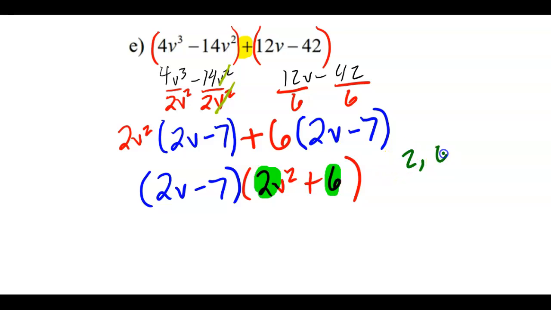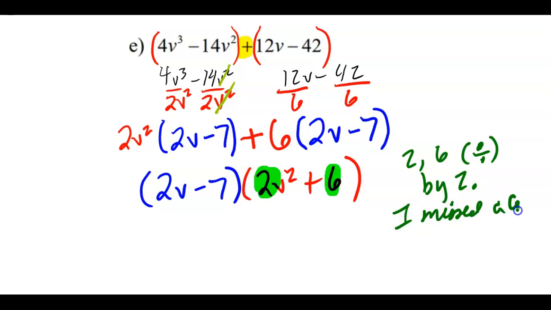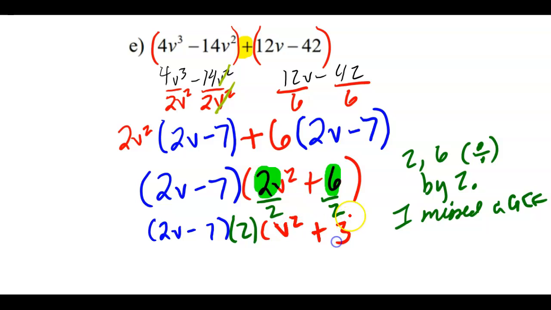So 2 and 6 divide by 2, which means what had happened is I missed a GCF up at the top, because otherwise I wouldn't have that common factor. So I'm just going to factor that out right now. So now what I have is 2v minus 7 times 2 times v squared plus 3.